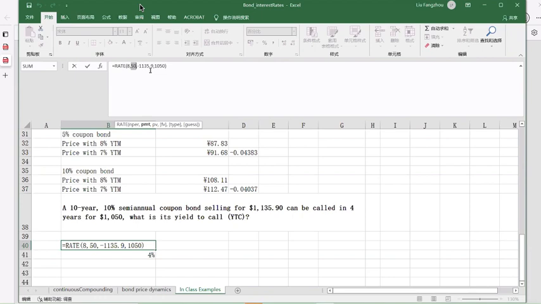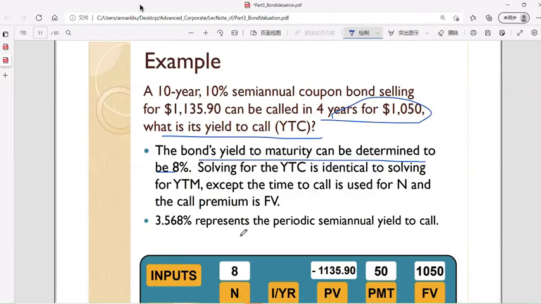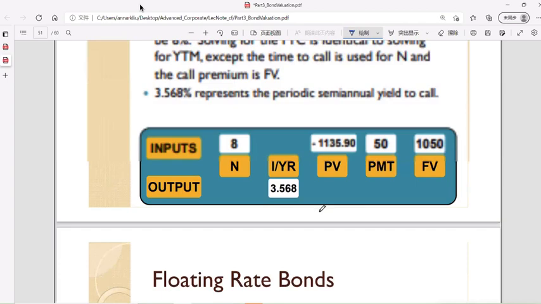the price is still 1,135, and the future value is 1,050. Okay, so in the end, the yield to call, well, that's for half year, right? It's 3.57%, and that's for half year, a semi-annual yield to call. Okay, so that's how we do it.